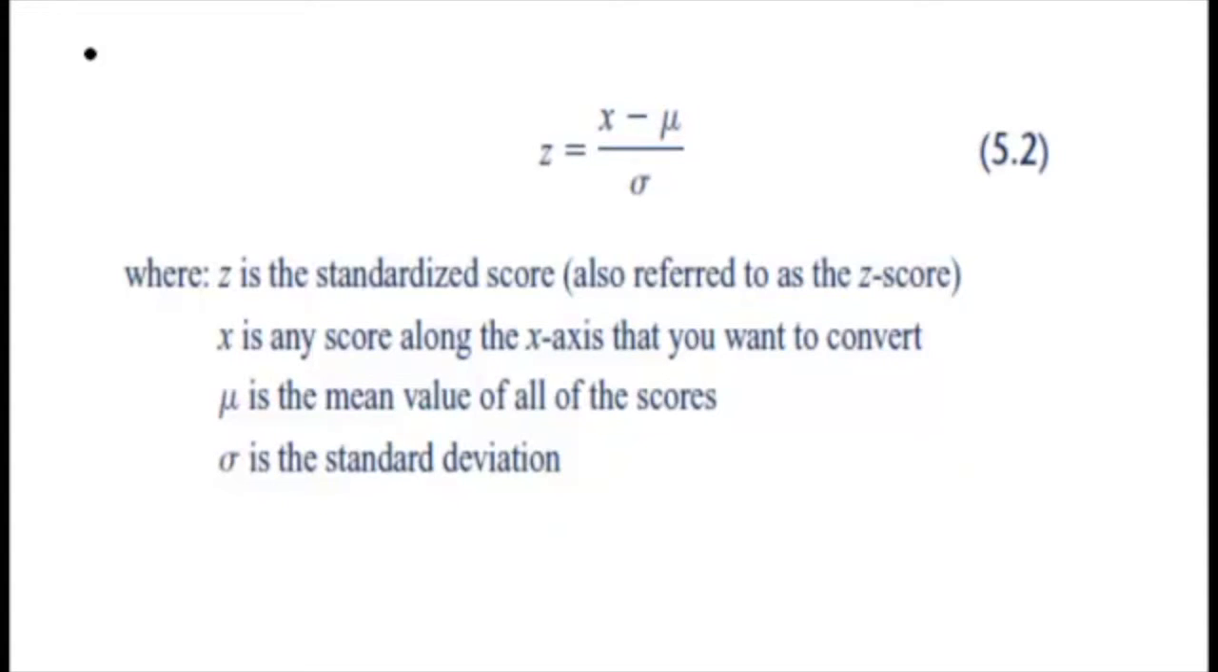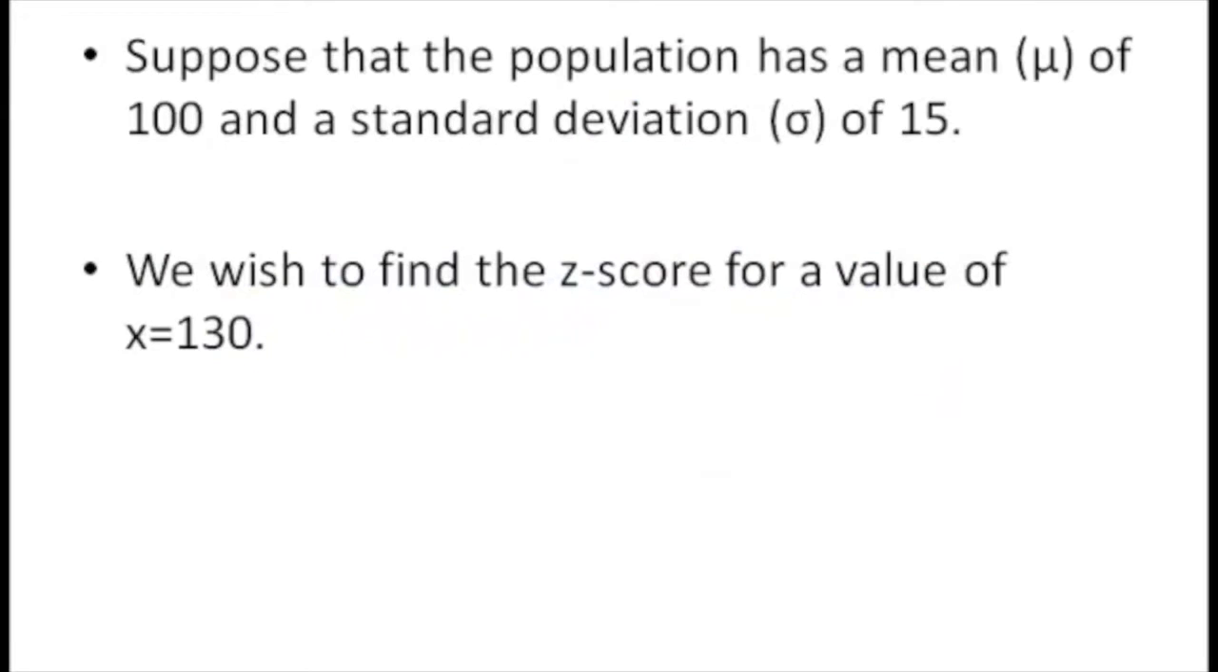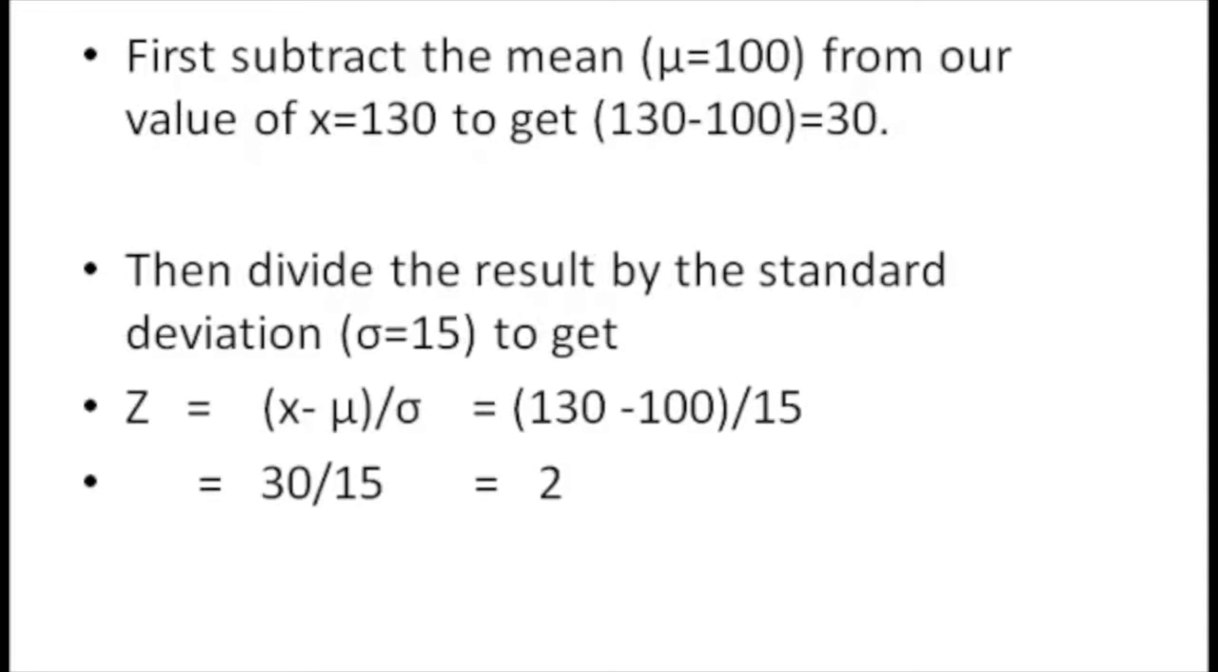The z-score is calculated by subtracting the mean and dividing the result by the standard deviation. Suppose the population has a mean mu of 100 and a standard deviation sigma of 15. We wish to find the z-score for a value of x equal to 130. First subtract the mean, mu equal to 100, from our value of x equal to 130 to get 130 minus 100 is 30.